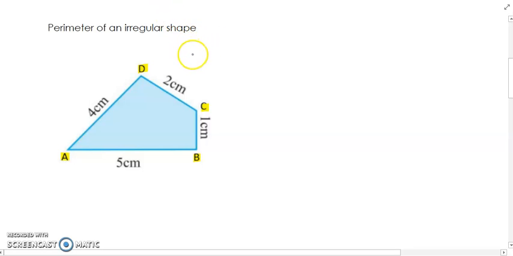So here we have an irregular shape. So it's not a square, it's not a shape that we know, it's an irregular shape. How are we going to find the perimeter of this irregular shape? What we know is that the perimeter of our irregular shape is the sum of all the sides, right? So we have to add up the distance all the way around.